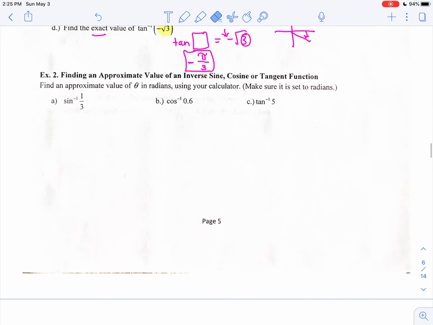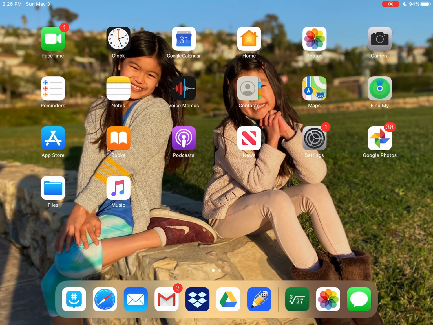As opposed to example 2a, you're asked to find sine of some angle measure is equal to 1/3. Well, 1/3 isn't a value you find on the unit circle, so what we do is we find an approximation of that angle measure using a calculator. So I went ahead and downloaded the scientific calculator on Desmos, but you can use your own calculator or go ahead and download the same thing.